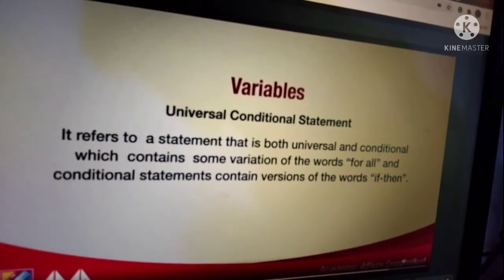Universal conditional statement. This refers to a statement that is both universal and conditional, which contains some variation of the words "for all," and conditional statements that contain versions of the words "if, then."